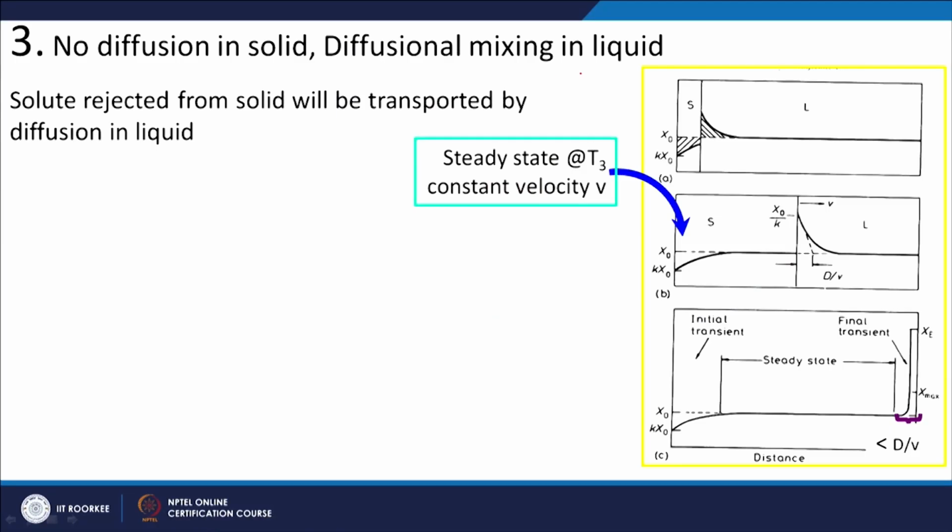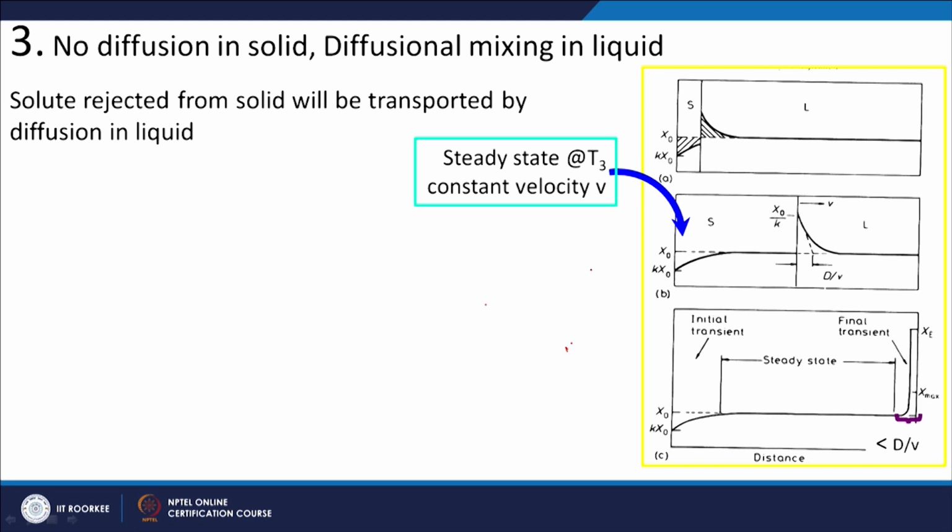Now, the third condition is no diffusion in solid and diffusional mixing in liquid. So, solute rejected from solid will be transported by diffusion in liquid. You can see that in this case my first solid is forming again with Kx naught composition and the solute content is increasing, and in the liquid now you can see the composition is not constant throughout, because the solute will build up at the interface and the solute is taken away from the interface by diffusion process. So, again there is an exponential curve here, through which by diffusion it is taken out.